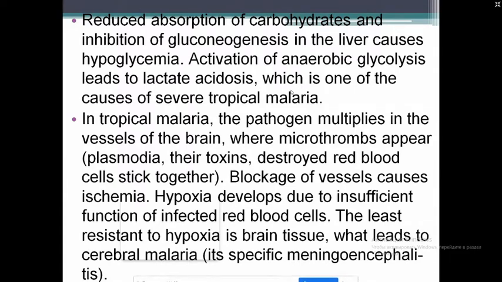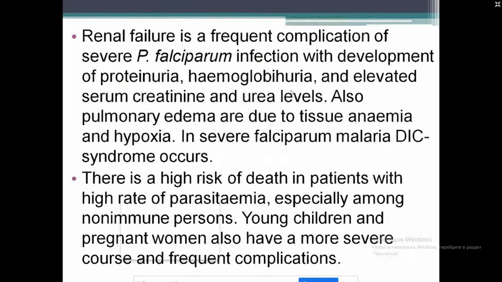Hypoxia develops due to insufficient function of infected red blood cells. The least resistant to hypoxia is brain tissue, which leads to cerebral malaria, its specific meaning encephalitis. Renal failure is a frequent complication of severe Plasmodium falciparum infection with development of proteinuria, hemoglobinuria, and elevated serum creatinine and urea levels. Also, pulmonary edema is due to tissue anemia and hypoxia.